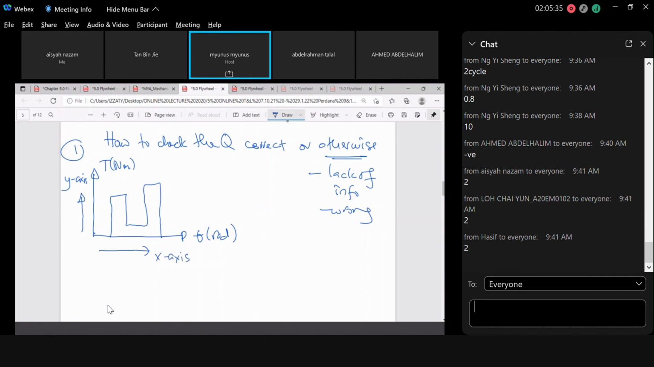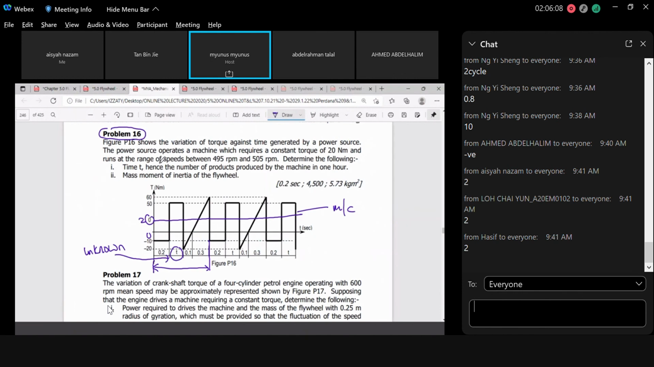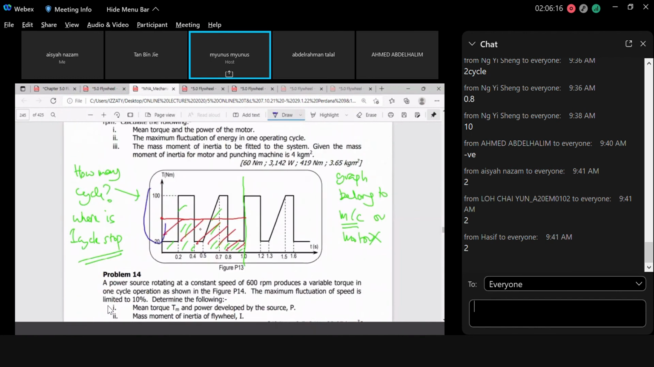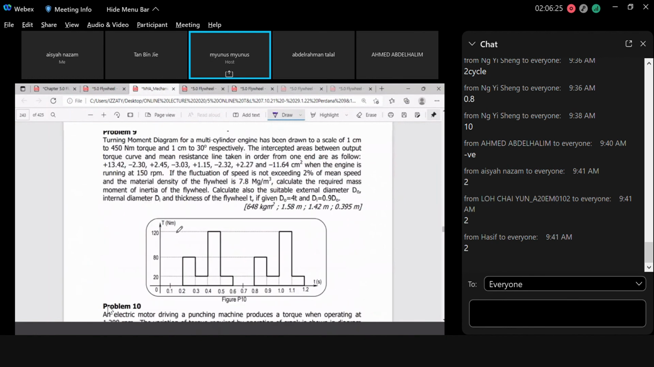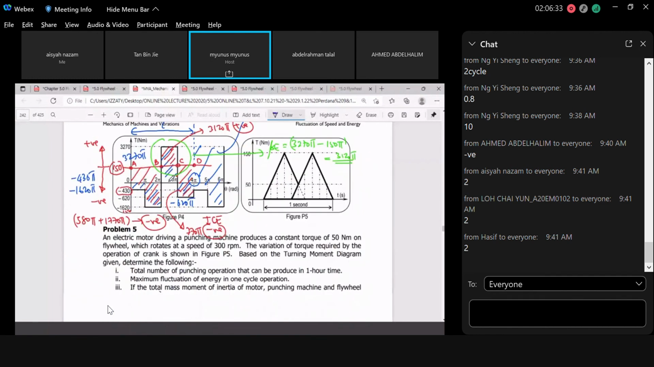If the y-axis and the x-axis are all given, yeah? So meaning you need to calculate the mean. This one is all given or complete. You need to calculate the mean. For example, go back here. This one all given. You need to calculate the mean, just now what we did earlier in our calculation. We need to calculate T-mean because R is all given. Correct? Okay.